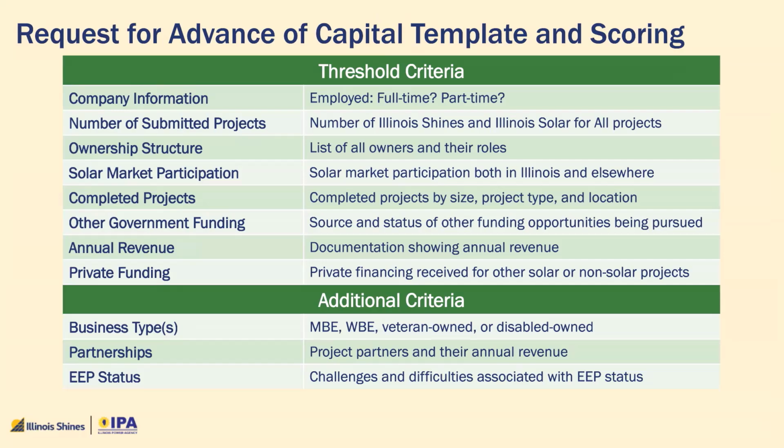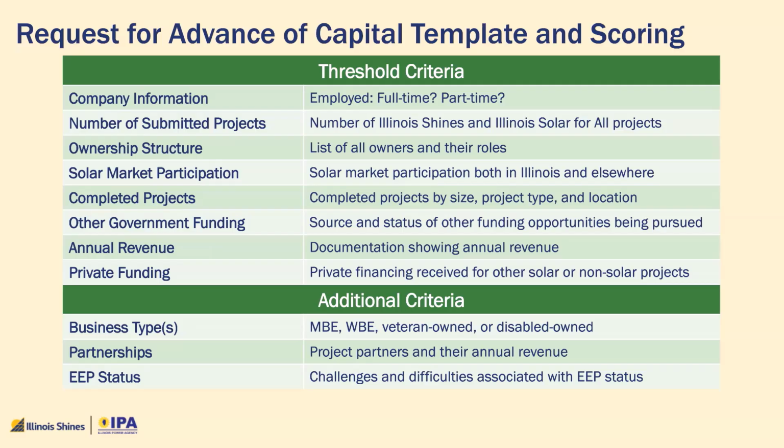Your completed request will be reviewed by the program administrator and the Illinois Power Agency. Each criteria group is reviewed and assessed holistically. There is not a point-based scoring regime that determines whether a request is approved or denied. The first criteria group is the threshold criteria. The information you provide in this section is dispositive.